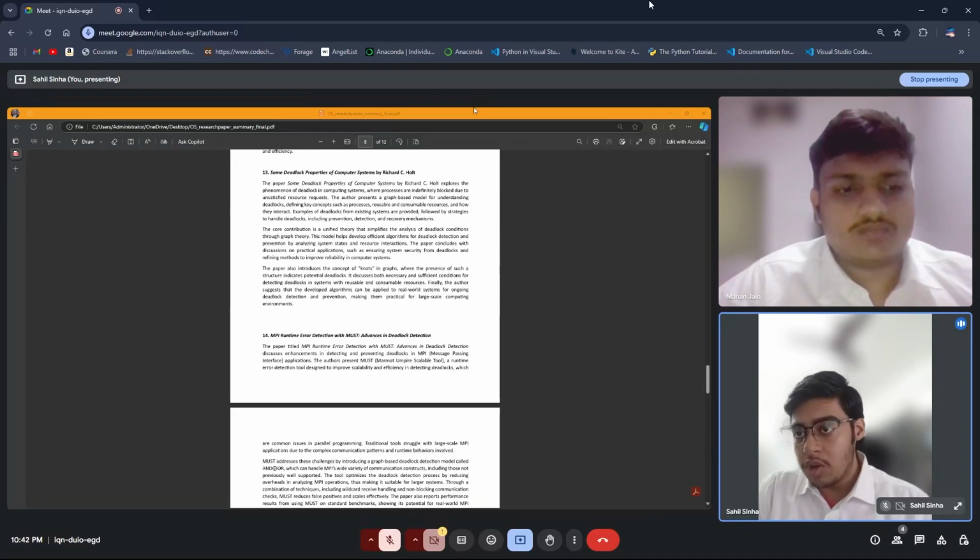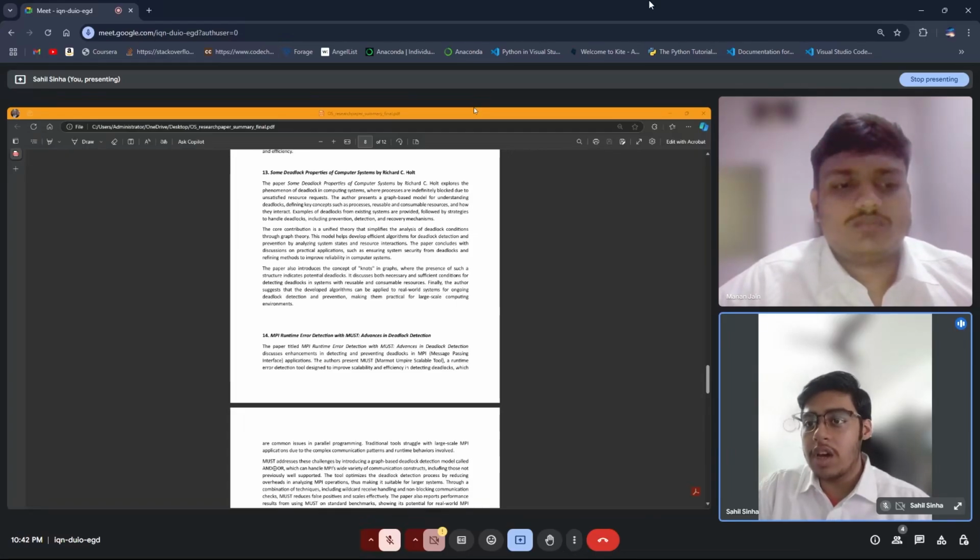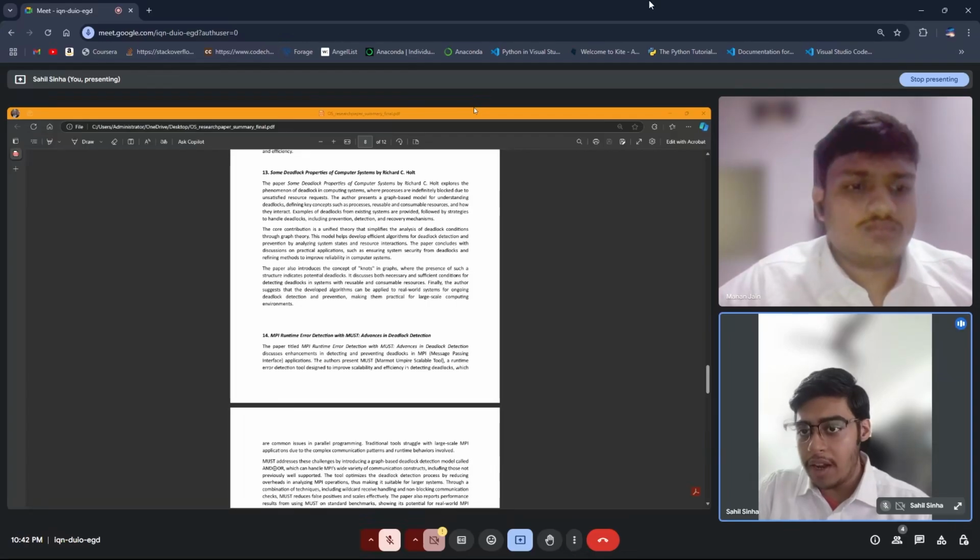Traditional deadlock detection tools face challenges in large-scale MPI applications due to complex communication patterns and runtime behaviors. MUST employs a graph-based deadlock detection model called AND/OR, capable of handling a wide variety of MPI communication constructs, including those not well supported by previous tools.